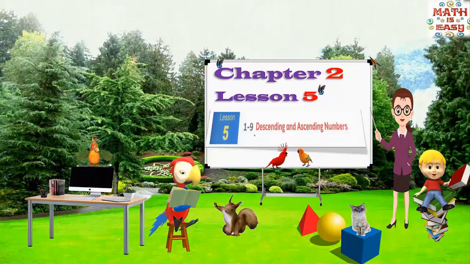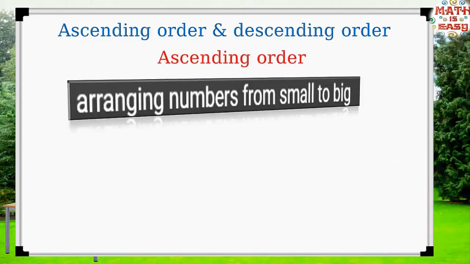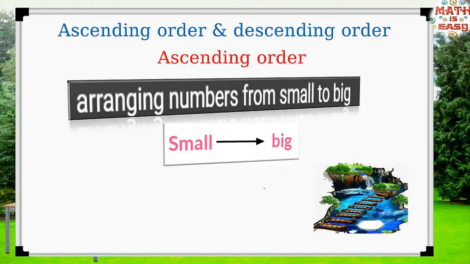In this video, I will explain lesson 5. In lesson 5, we will learn ascending and descending order. First, what is the meaning of ascending order? Ascending order means you should write or arrange your numbers from small to big. You should start from the smallest number and end with the biggest number. Or you can say ascending order means from down to up.